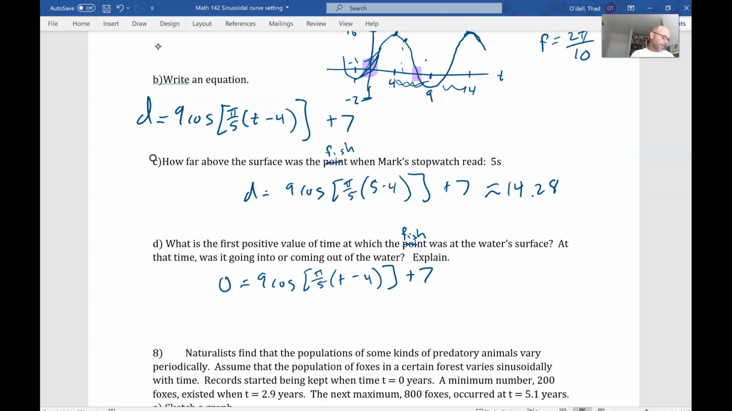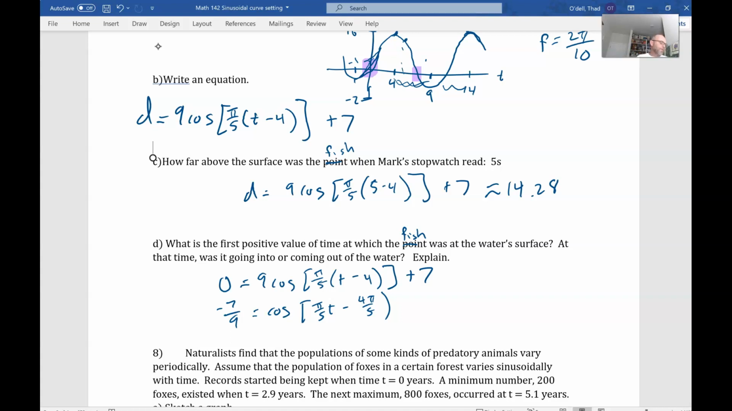So that would be negative 7 divided by 9. Negative 7 divided by 9. Because I'm going to subtract 7 from both sides, divide by 9. I'm going to go ahead and multiply that pi over 5 through. Okay, so then I need to take the arc cosine to undo that. So that's going to be the inverse cosine of that answer up there.